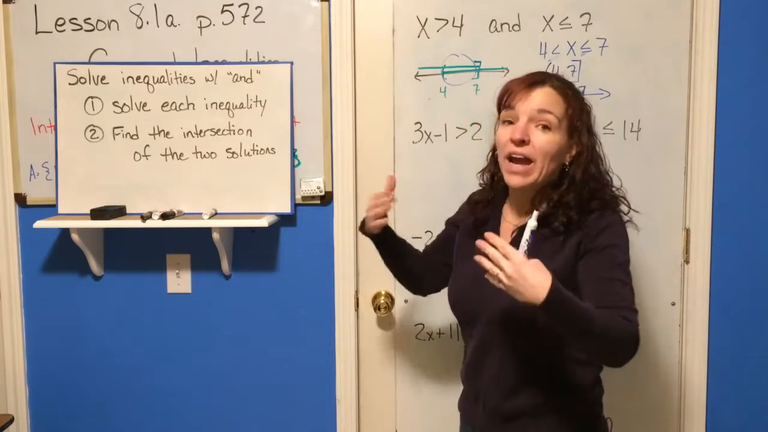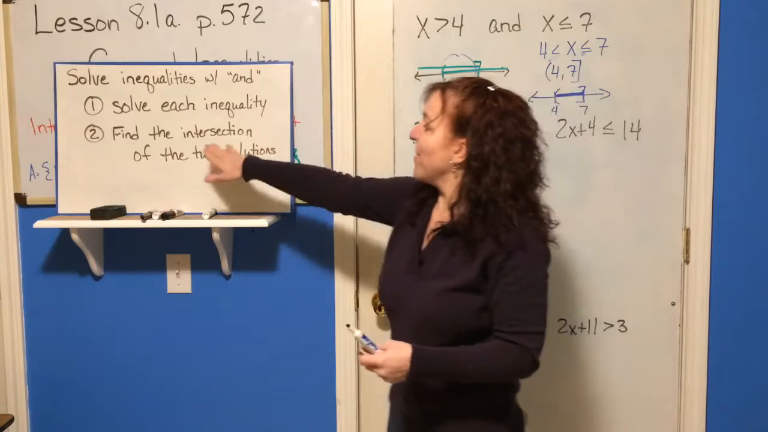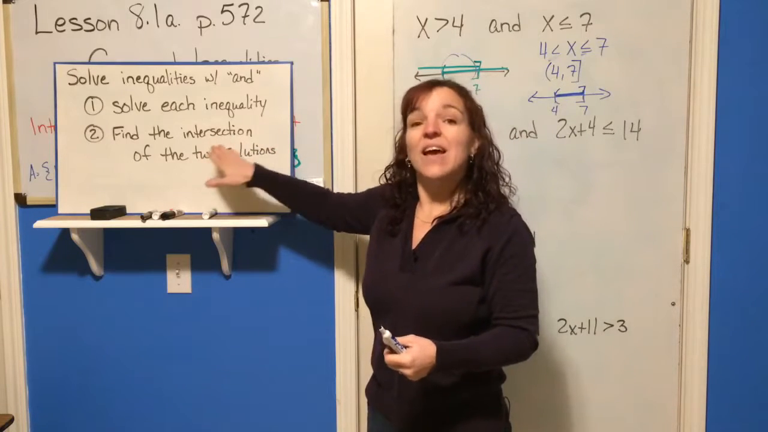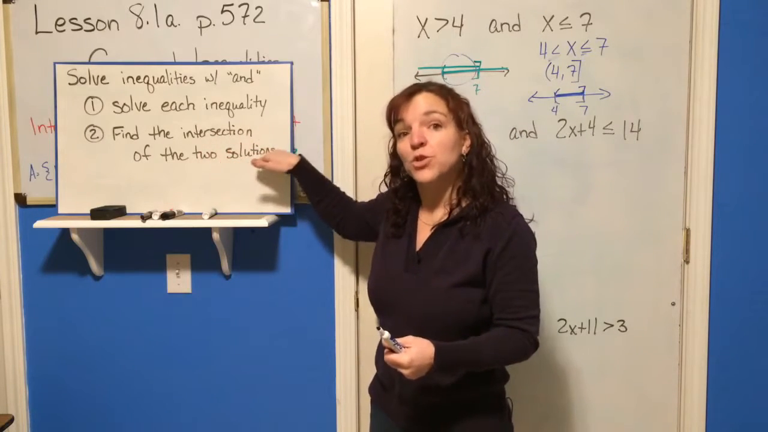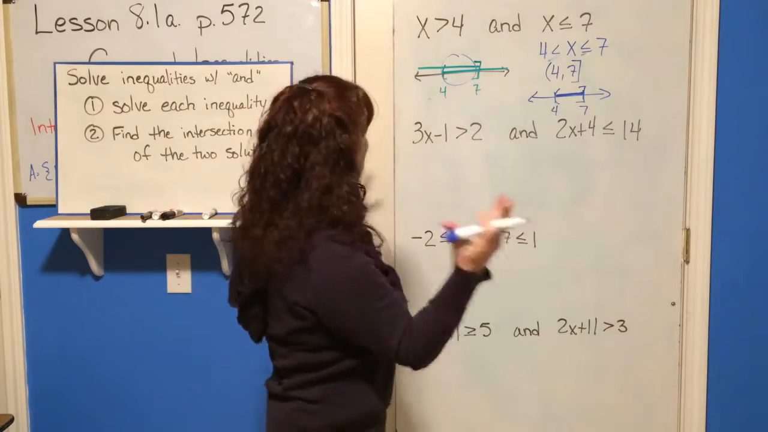And then compare those graphs. Compare the graphs like we did here and find the intersection of the two solutions. The intersection of the two is your final solution. Let me show you what I mean. All right, so step 1, just solve each inequality.